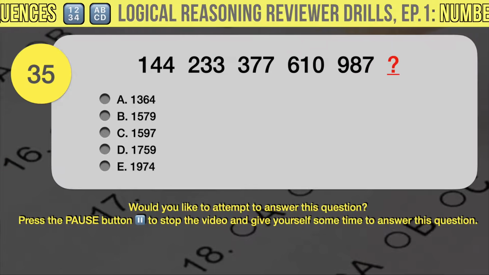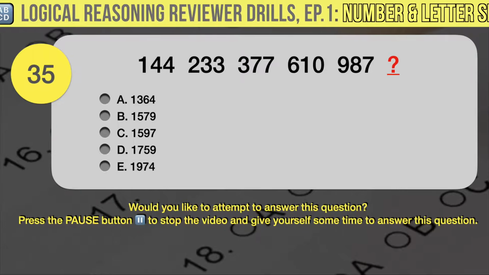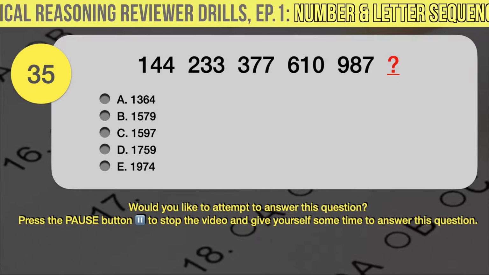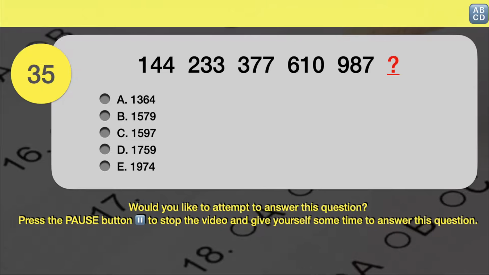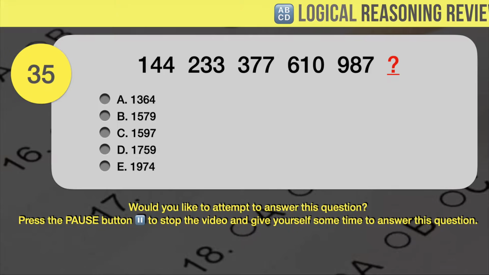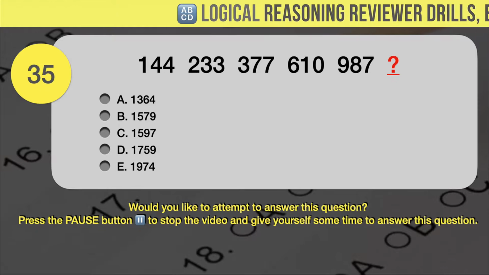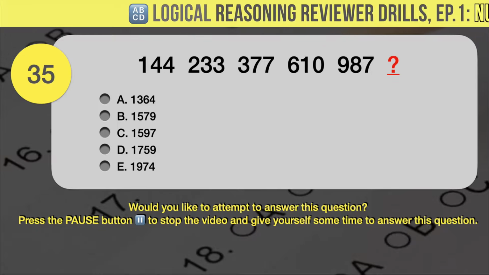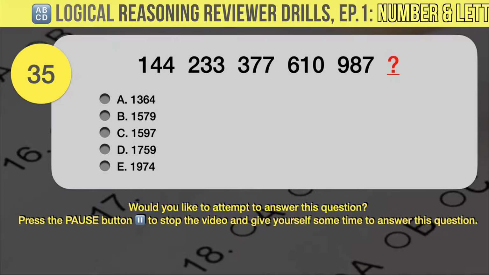Drill question number 35. Which number comes next in the following sequence? 144, 233, 377, 610, 987. Your answer choices are A, 1364. B, 1579. C, 1597. D, 1759. E, 1974. The correct answer is C.